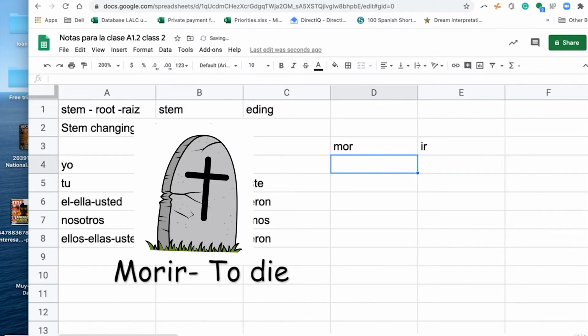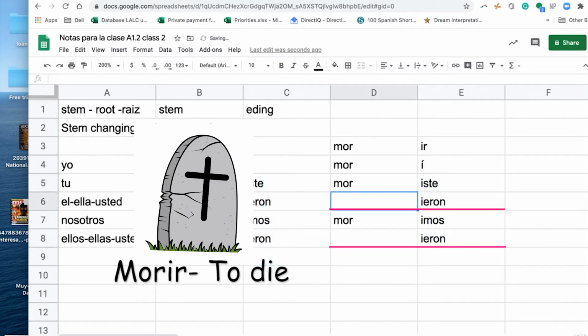So mor- is still so. This won't change, so morí, moriste, murió, morimos, y murieron. So the ending is the same. So I'm gonna do a little copy and paste in here. So you see, it's O to U. You see, murieron, ella murió, y ellos murieron.